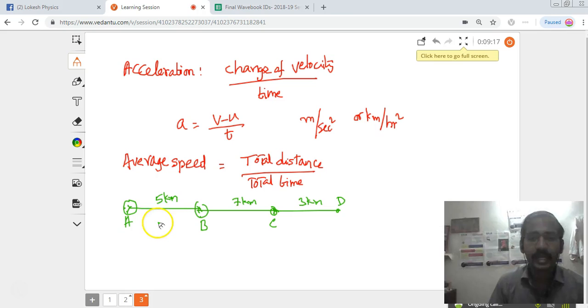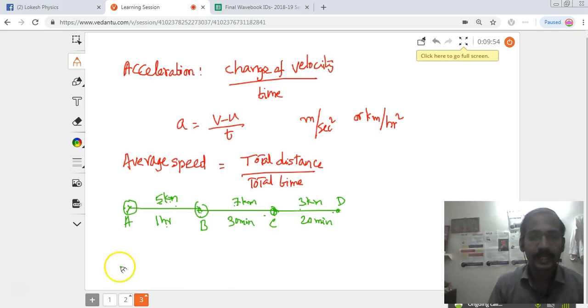From A to B, it traveled in 1 hour. From B to C, only 30 minutes, and C to D only 20 minutes. This is the time between two stations. Now what is the average speed of the car? Total distance 5 plus 7 plus 3 by total time; we have to convert into hours, if not, meters and seconds. Clear? So this is the average speed meaning.